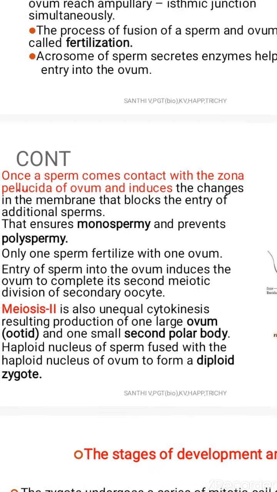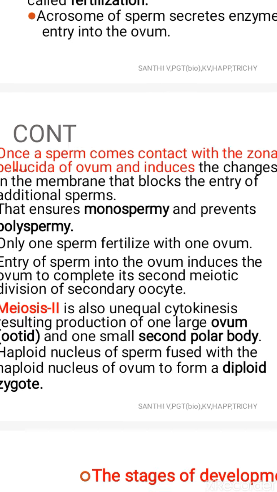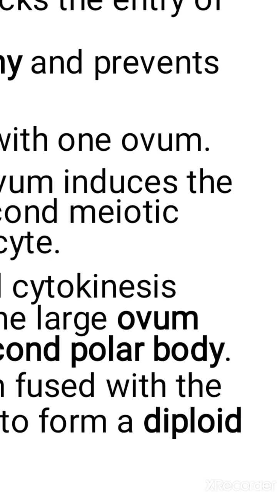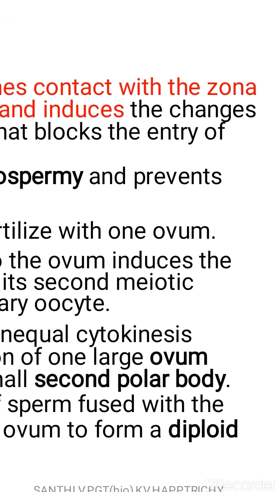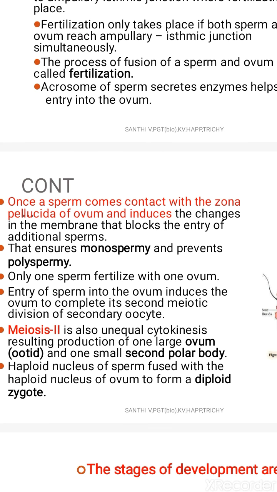The entry of the sperm, we already studied, facilitates the completion of the second meiotic division of the secondary oocyte. Already we studied regarding this in oogenesis. After completion of meiosis 2, it produces two unequal cells. One is the large ovum and the other is the second polar body. The first polar body was already formed during the first meiotic division. Now the second polar body is released.